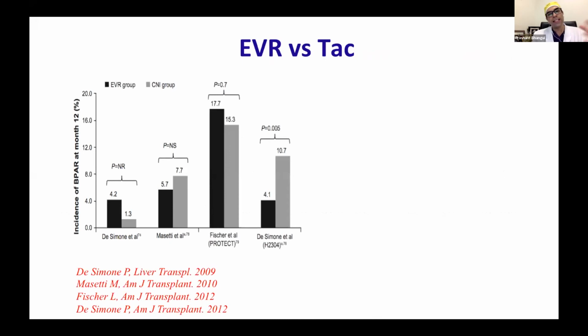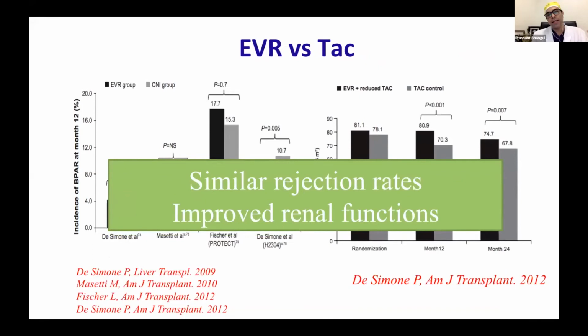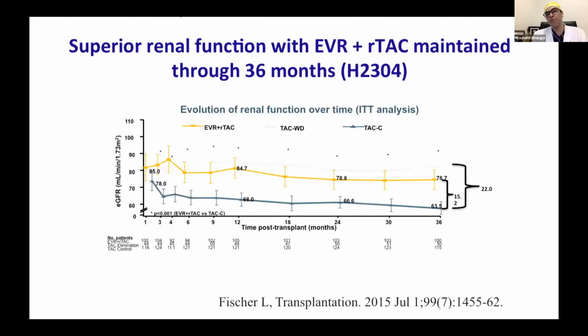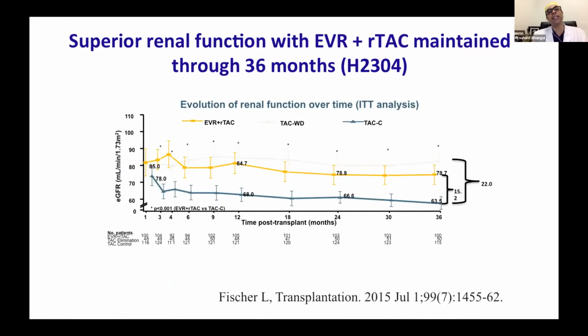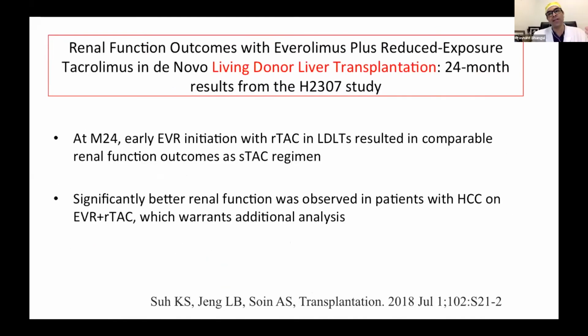So lots of studies, I think Dr. Dharmesh will go through these in detail, but this was how it started and then went on to the H2304 trial, which has shown even at 36 months that there was a superior renal function. This was used and transferred slightly into the H2307 in living donor liver transplantation, where we were one of the major contributing centers. Again, found that delayed results, 24-month results also much better as compared to using TAC alone.